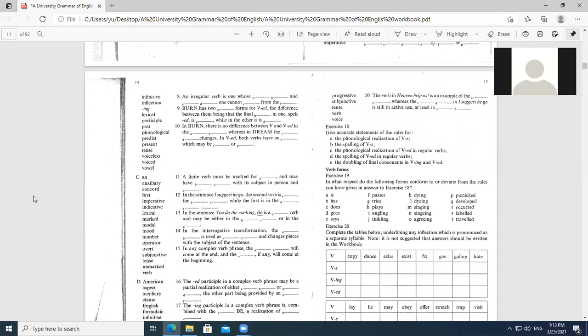A finite verb must be marked for tense and may have overt concord with its subject in person and number.